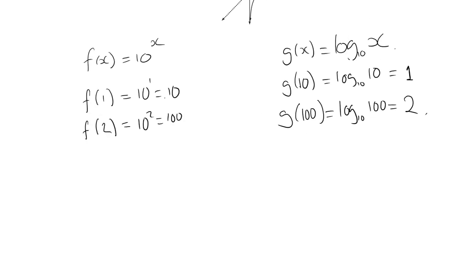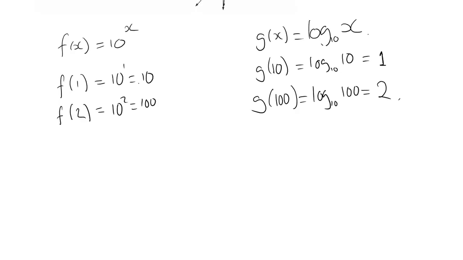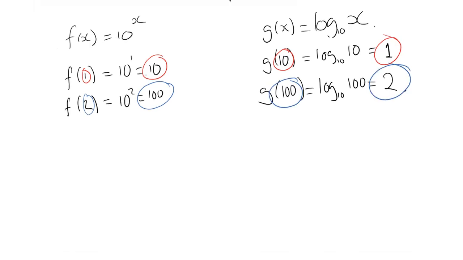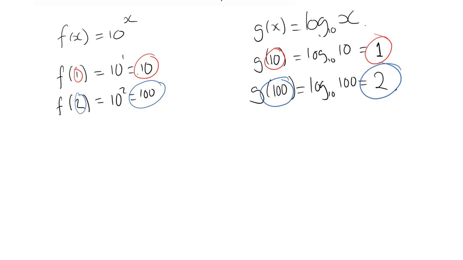Now, do we notice anything there about f and g? Well, of course we hopefully do. If I input a 1, I'm getting an output of a 10 in that function. When I input a 10, I get an output of a 1. Look at that second one. When I input a 2, my output is 100. But if I input 100, my output is a 2. So what does this mean? It means that they are inverse functions of one another.